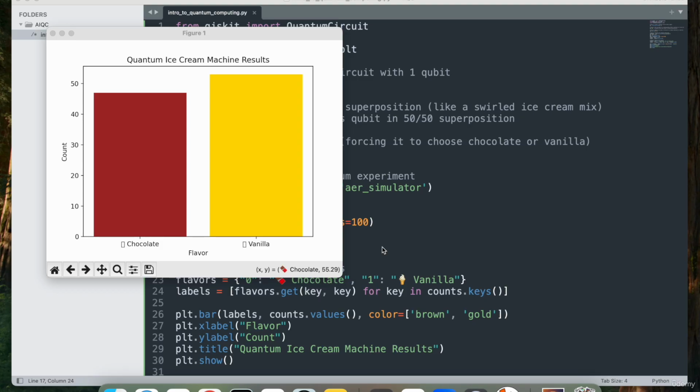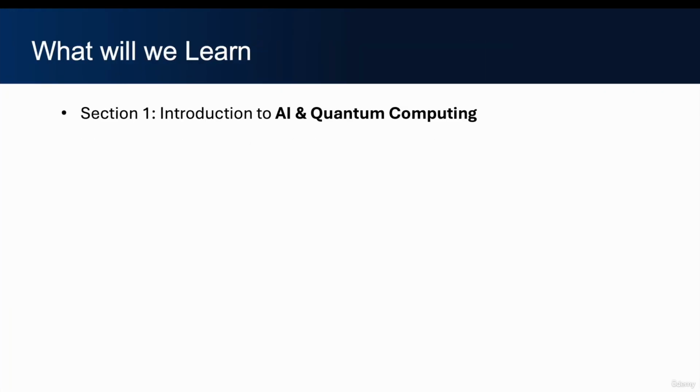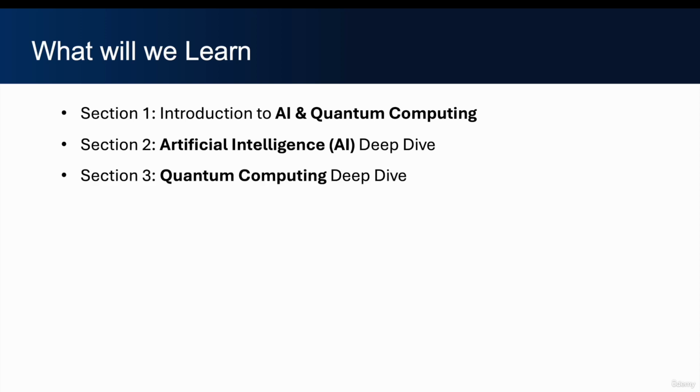Now again, to learn more on the details of it, you'll have to follow along with the rest of the videos, where we will be learning. First section will be on introduction to AI and quantum computing. Whatever we did just now was just a sample, but we'll be going into much more detail in both AI and quantum computing. In section 2, we'll be looking at artificial intelligence deep dive. So after the introduction, I always like to go into a little bit of a deep dive and learn more about a particular topic. Next, the quantum computing deep dive. So in section 3, we'll be covering quantum computing deep dive.